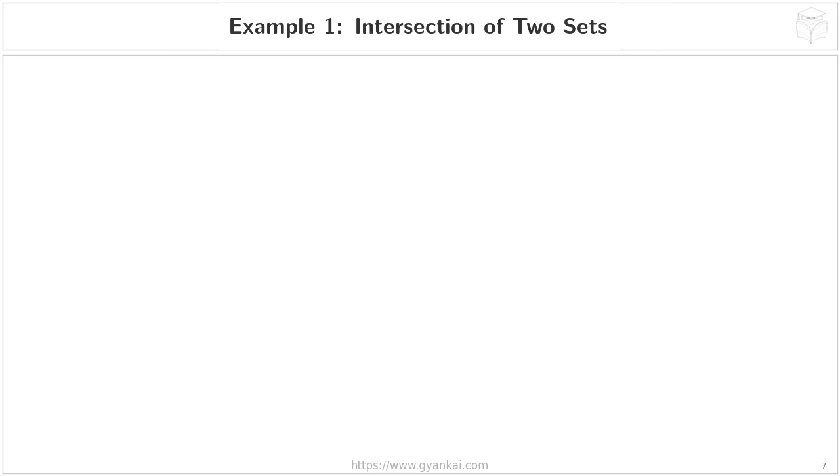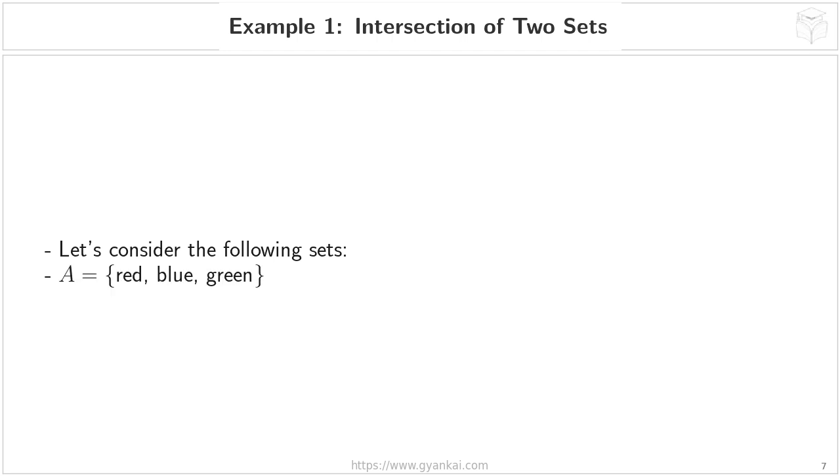Example 1, intersection of 2 sets. Let's move on to our first example of finding the intersection using a Venn diagram. As we discussed in the previous slides, the intersection represents the elements that are common to all the sets involved. Here we have 2 sets, A and B. Remember that capital A represents the set A, and capital B represents the set B.